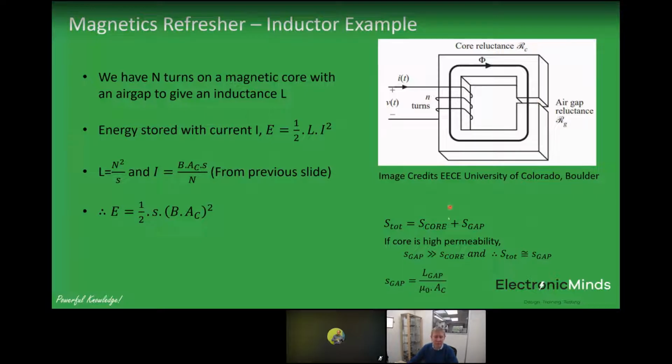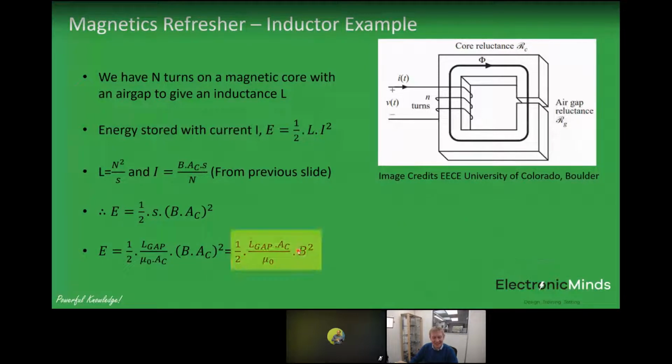And the definition of the gap reluctance, it's the length of the gap, so the length across here, you can see where my pointer is, divided by mu naught. So mu naught is 4 pi times 10 to the minus 7, and AC is the area of the gap. And for a first approximation, just assume it's the area of the ferrite here. So let's put those values into our energy equation. So again, a little bit more arithmetic and juggling here. You can see that the energy is equal to a half L gap AC divided by mu naught times B squared. Now that is a really interesting equation, believe it or not.